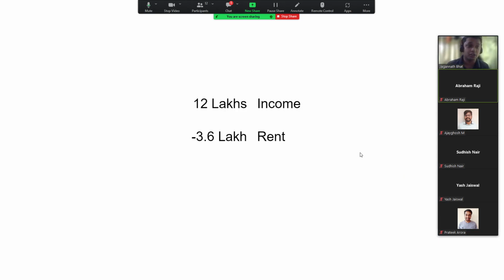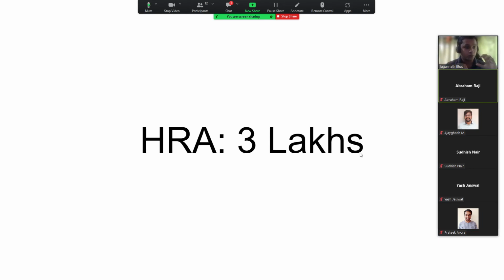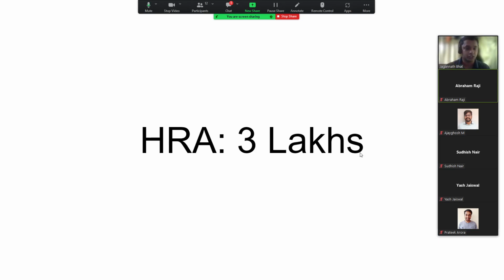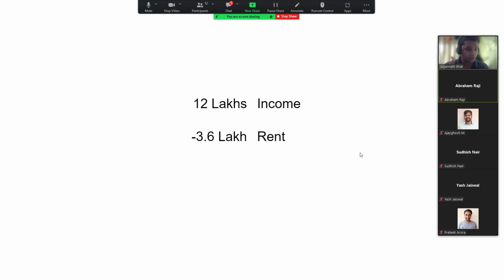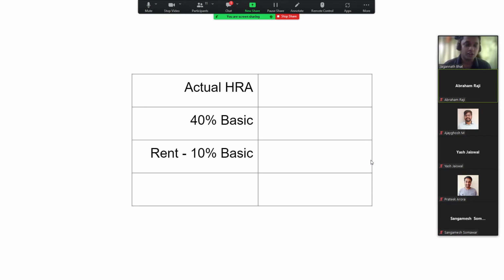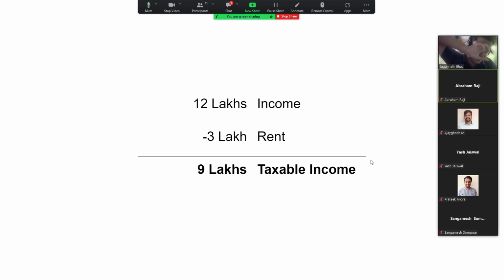But let's say, for example, your rent is 3.6 lakhs. Earlier, I told you that the HRA you get from your employer is 3 lakhs, and that is your limit. So you cannot actually claim 3.6. You can only claim 3 lakhs as your rent, because your limit is 3 lakhs. So even if your rent is more than that, you can only claim exemption up to that limit. If you reduce that, now your taxable income becomes 9 lakhs. So yeah, I wish it was this straightforward.